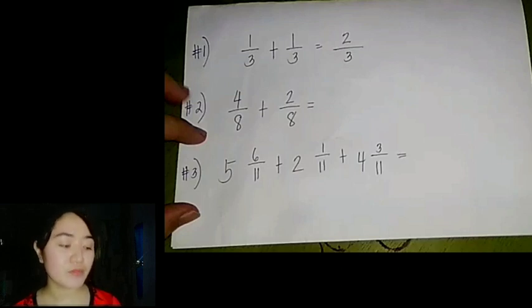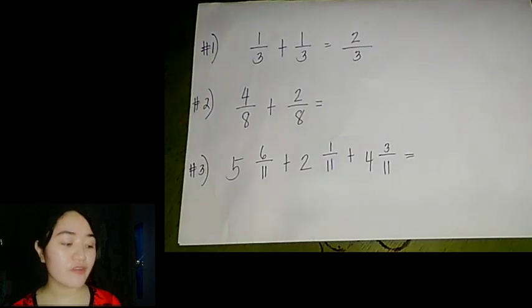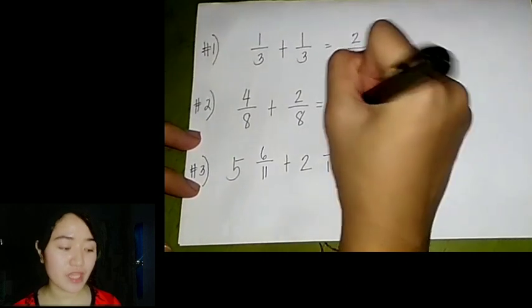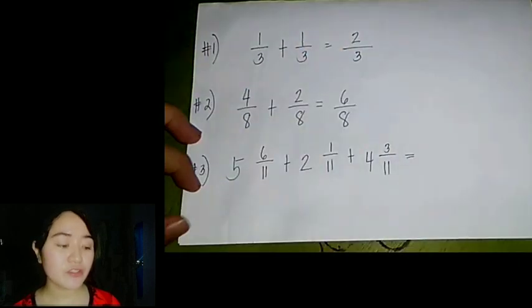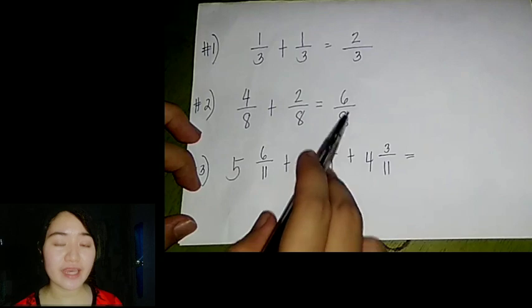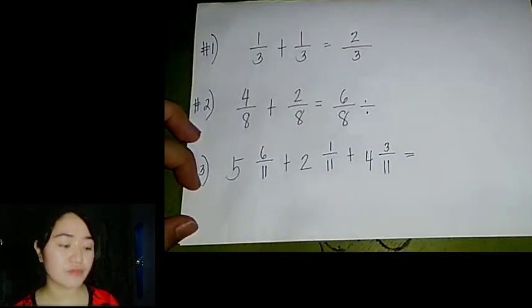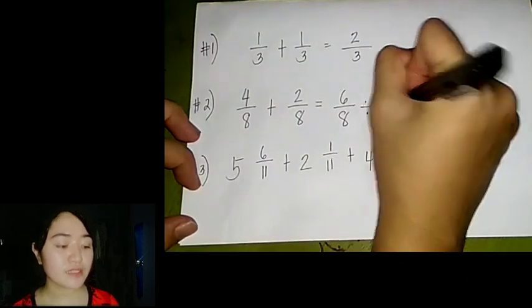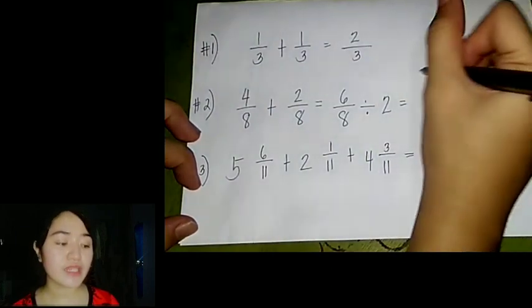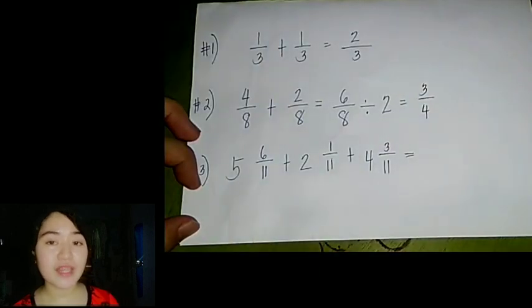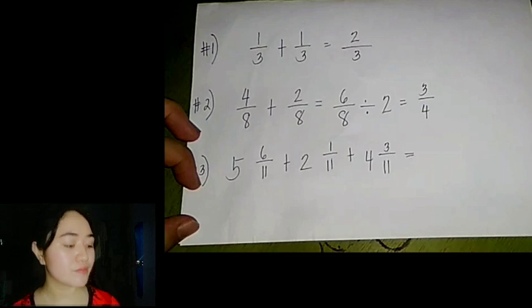Sa pangalawang example, 4/8 plus 2/8. So add the numerators. 4 plus 2, that is 6. And then kopyahin natin yung 8 na denominator nila. Ngayon, mapapansin nyo, yung 6 tsaka 8, pwede silang parehas na ma-divide sa 2. Kaya, ibig sabihin, hindi pa siya naka-simplest form. So, i-divide natin sa 2. 6 divided by 2, that is 3. Then, 8 divided by 2, that is 4. So, 3/4, wala nang number na pwedeng ma-divide. So, ayan na yung simplest form.